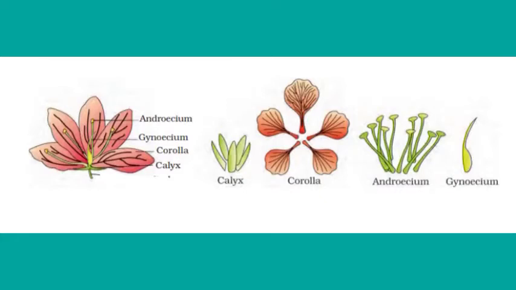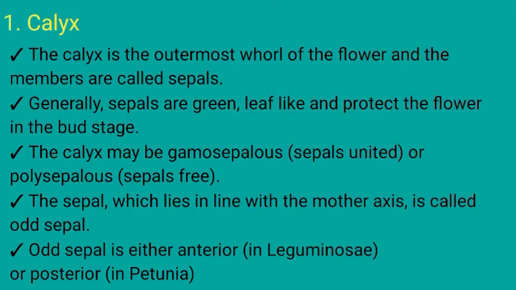See in the picture, the outermost layer is calyx, below that corolla, below that androecium, and the very innermost layer is gynoecium. Calyx. The calyx is the outermost whorl. The units of calyx are called sepals. Generally, sepals are green, leaf-like, and protect the flower in the bud stage.